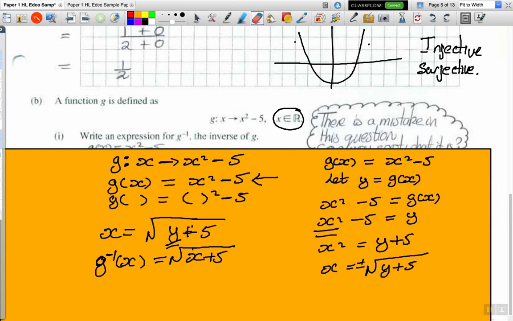So the only way this can pass the horizontal line test is if I rub part of it out. If I choose to rub out this section of it, and this section of it, then I'm only considering the x values which are R plus, not R. So the question is wrong. But if it were R plus, then this question would be absolutely fine. Still a good revision question, just ever so slightly flawed.